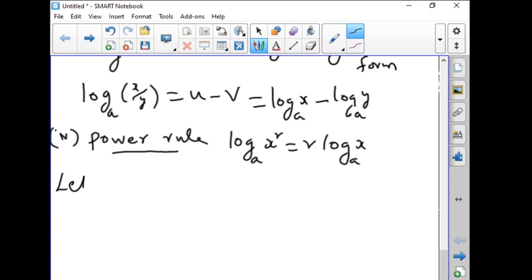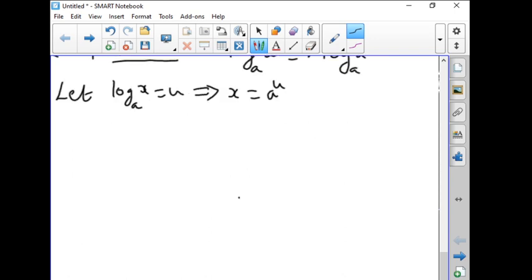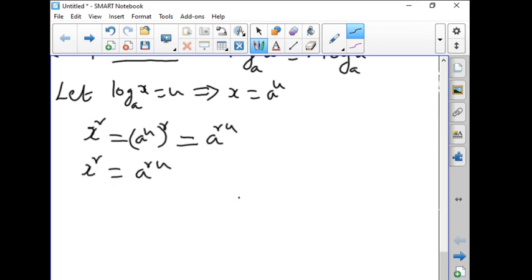Let log x to the base a is equal to u. So, what we have? x is equal to a power u. So, what is x power r? It is equal to a power u power r, which can be written as a power ru. So, x power r is equal to a power ru.